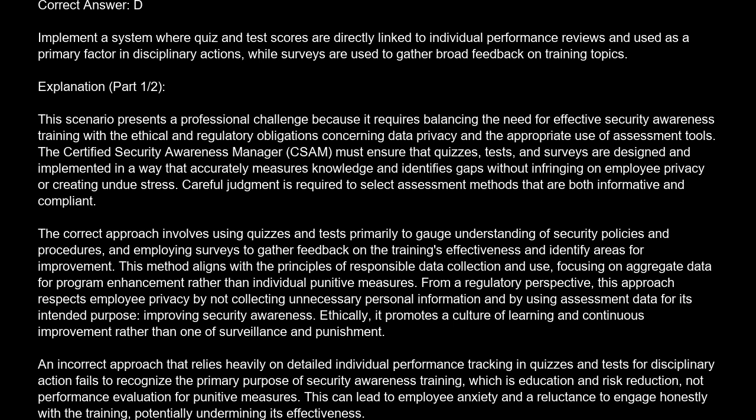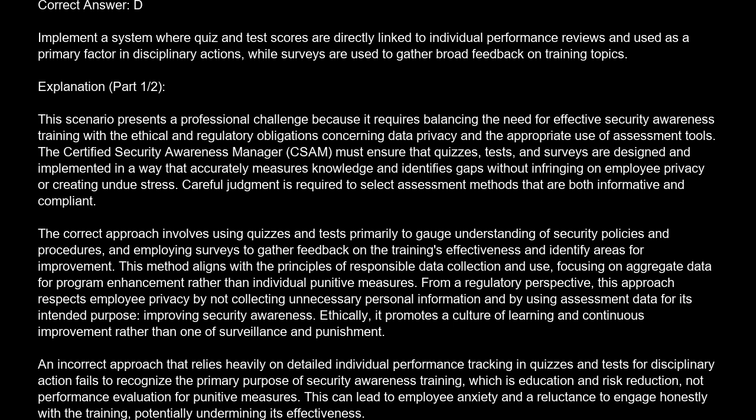This method aligns with the principles of responsible data collection and use, focusing on aggregate data for program enhancement rather than individual punitive measures. From a regulatory perspective, this approach respects employee privacy by not collecting unnecessary personal information and by using assessment data for its intended purpose, improving security awareness. Ethically, it promotes a culture of learning and continuous improvement rather than one of surveillance and punishment.